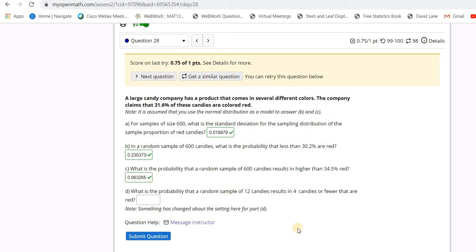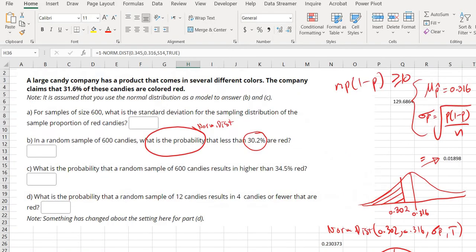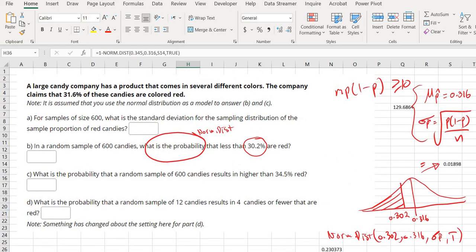The last part, there is something that has changed, which is the sample size. Notice how the sample size reduced dramatically. What is the probability that a random sample of 12 candies results in 4 candies or fewer? First of all, 4 is a number, not a proportion. Second of all, I have 12 candies. Let's test if the sample size of 12 is going to produce a normal distribution or not. And that is the key. If it doesn't meet the first condition, then we have to use the binomial distribution. If it meets the first condition, then we can continue using the normal distribution of sample proportions.